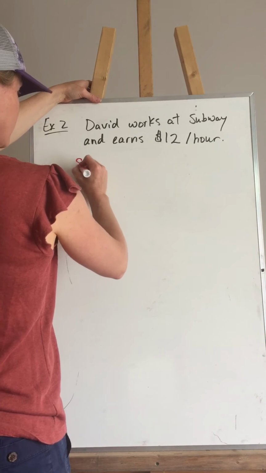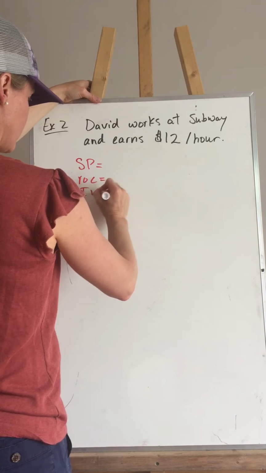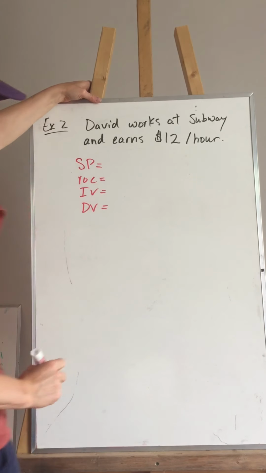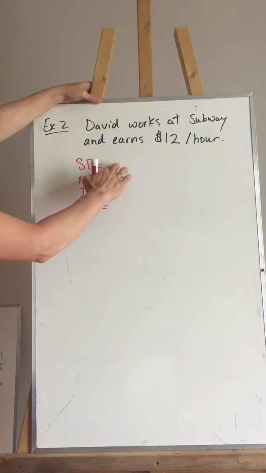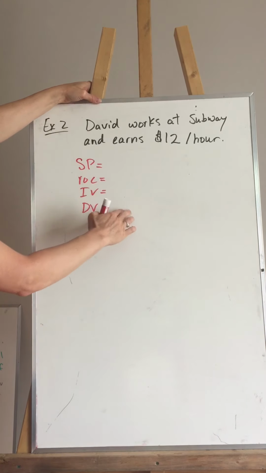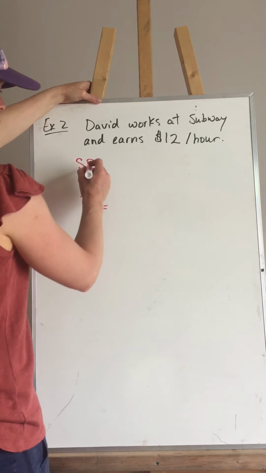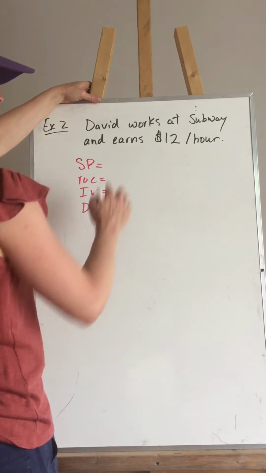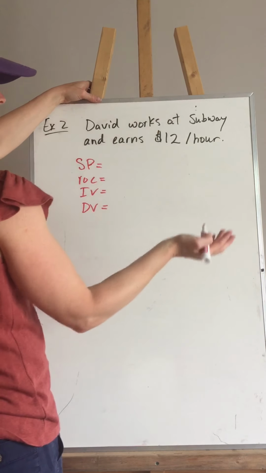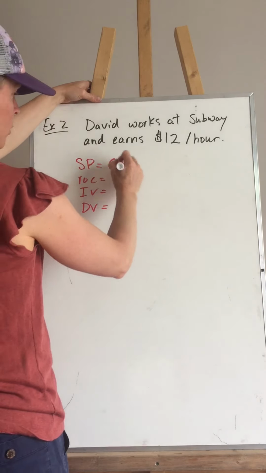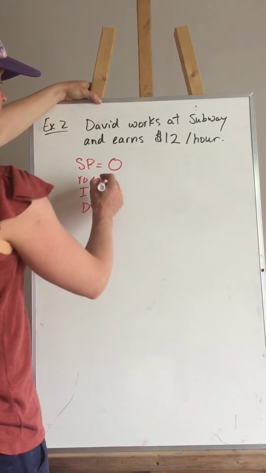So I write down my starting point, my rate of change, my independent variable, my dependent variable. It's good to get in the habit of writing all those four things down, figuring them out before you try to plug it into figuring out the equation. So my starting point, what am I going to start at? When it's 0 time, has he made any money? No. So my starting point is going to be 0, direct variation.